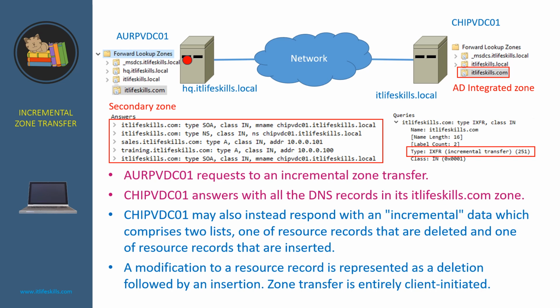So in this case, GPVDC01 answers with all the DNS records, but it may also instead respond with incremental data which comprises two lists, one of resource records that are deleted and one of resource records that are inserted. Also, a modification to a resource record is represented as a deletion followed by an insertion. Zone transfer is entirely client initiated.